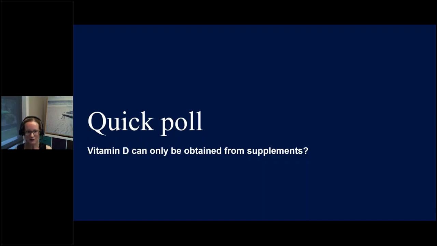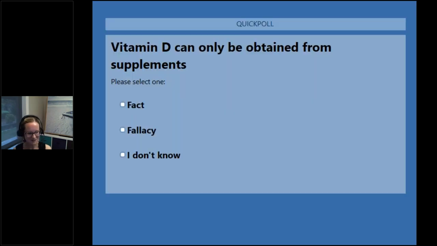Okay, my last poll for you guys, and this one's around vitamin D. So can vitamin D only be obtained from supplements? Let's see what we've got coming through here. So it's a fact, fallacy, or I have no idea option again. Yes, that's 95% fallacy and 5% fact. Okay, beautiful.